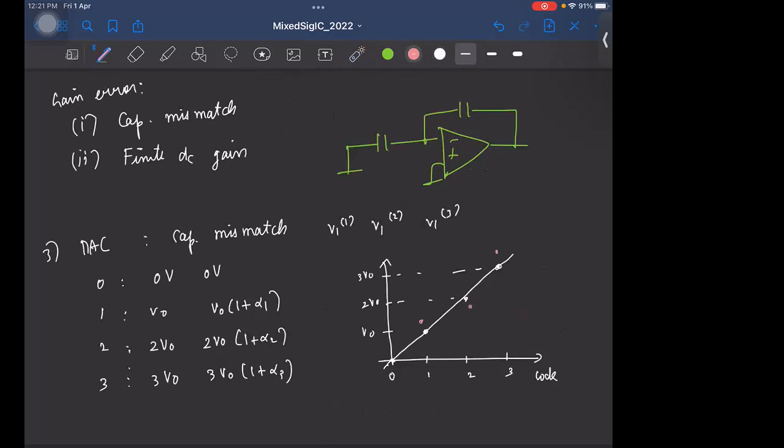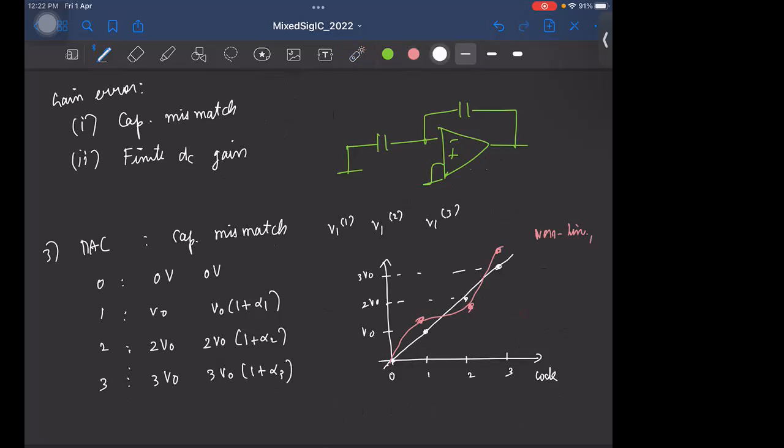Now if I try to plot it in this graph, it will look something like this. It might have any random voltages. So this is having some kind of relation like this, which is definitely a nonlinear operation. So this will straight away introduce nonlinearity. This is a very big problem if you have capacitor mismatch for the DAC.